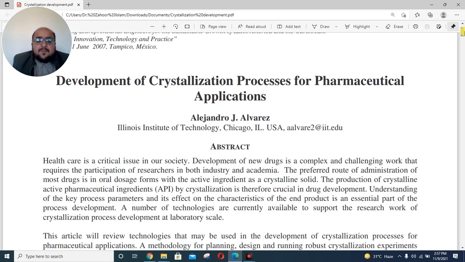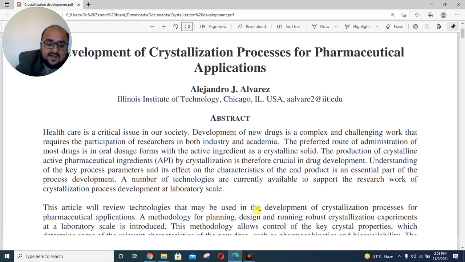The production of crystalline active pharmaceutical ingredient by crystallization is therefore crucial in drug development. Understanding the key process parameters and their effect on the characteristics of the end product is an essential part of process development. So a number of technologies are currently available to support the research work of crystallization process development at laboratory scale.